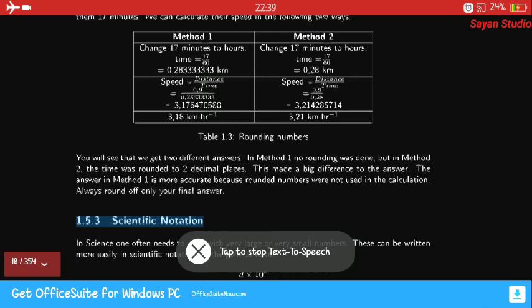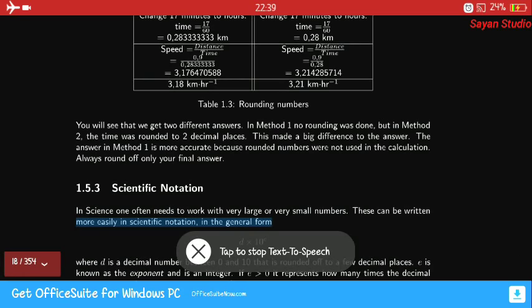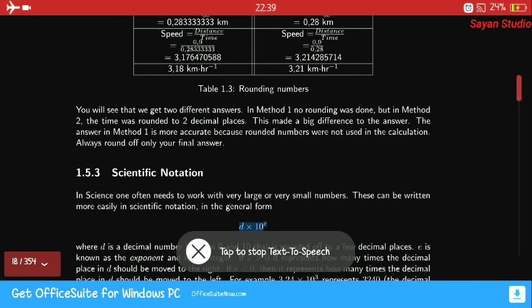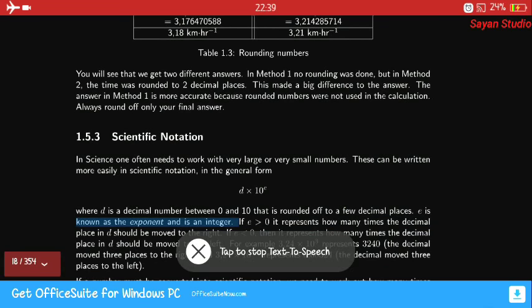1.5.3 Scientific notation. In science, one often needs to work with very large or very small numbers. These can be written more easily in scientific notation in the general form d × 10^e, where d is a decimal number between 0 and 10 that is rounded off to a few decimal places. e is known as the exponent and is an integer.